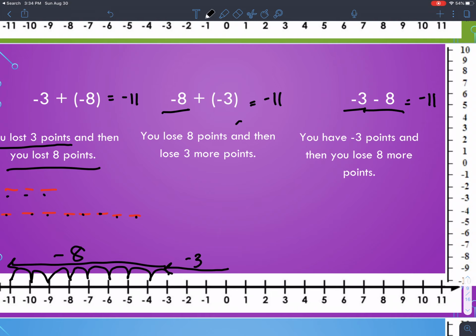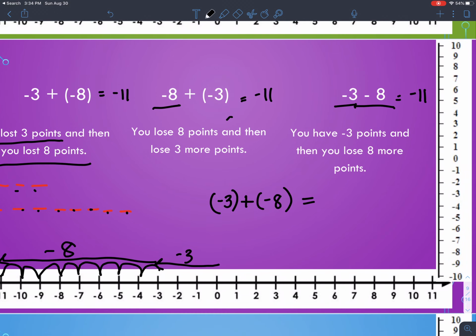So like I said, we can write this as an addition problem. The two things we're adding are a loss of 3 and a loss of 8. Or we can look at it like a real world problem where we have already a loss of 3 and then we go down 8 points. Either way, we're ending up with the same answer.